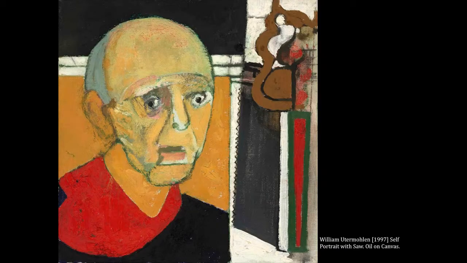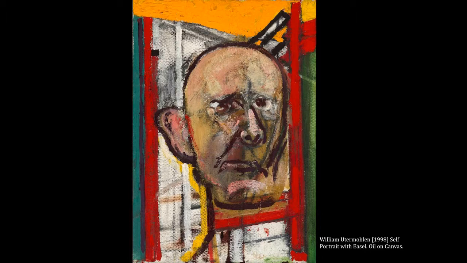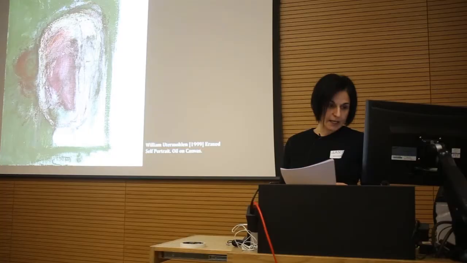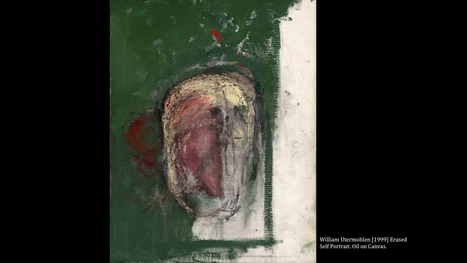This image is from 1997, from the same year, self-portrait with Saul, which was the day when he signed over his brain to science. The next image, 1998, portrait with Esau. His head is very often disembodied in these images. And 1999, one of the last paintings that he made.